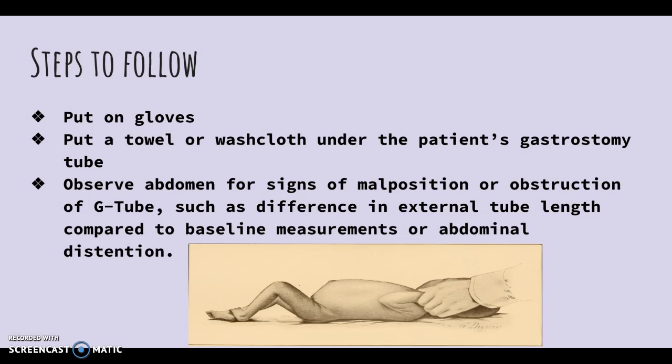Next, you need to put on your gloves. Put a towel or washcloth under the patient's gastrostomy tube. And then observe their abdomen for signs of malposition or obstruction of G-tube, such as difference in external tube length compared to their baseline measurements, or if they have any abdominal distension.